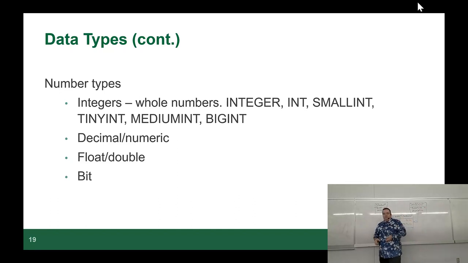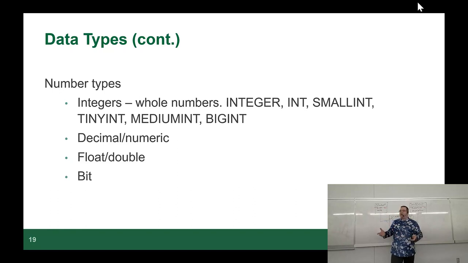Integer, standard integer, which also can be abbreviated to int. We have a small integer, a tiny integer. Tiny integer is a MySQL specific one. It's basically a 1 byte integer. You got medium integer and big integer. Depending on the database engine, the big integer is like a stupidly long number, like 14 or 15 digits.